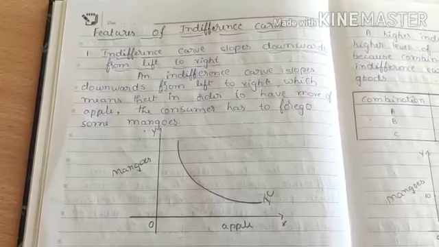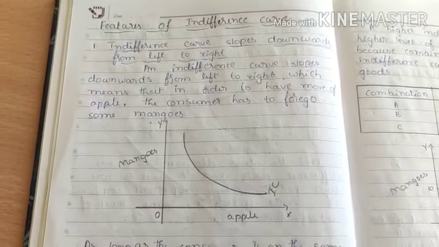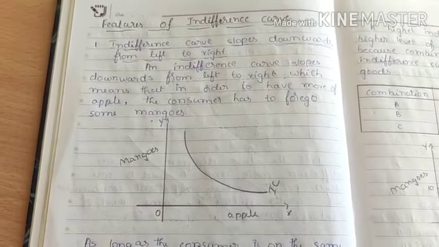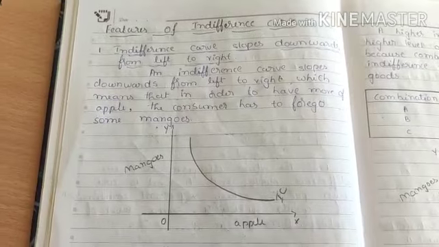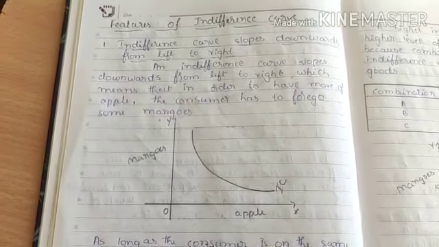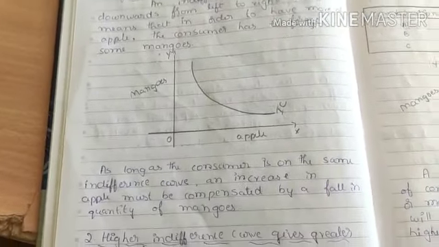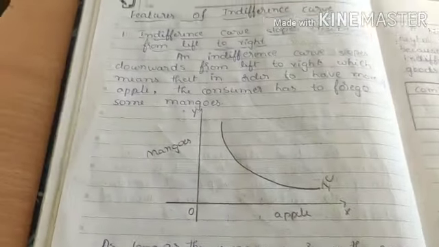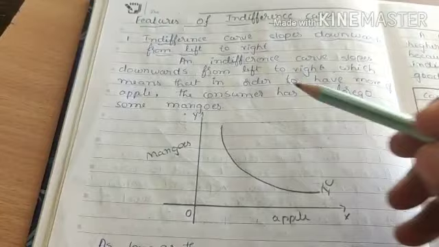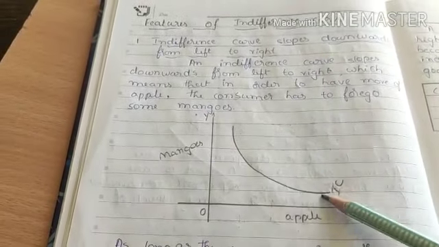The first feature you can see is that indifference curve slopes downwards from left to right. An indifference curve will always move from its left side towards the right side. Here you can see an indifference curve moves from left, this is your left, this is your right, always from left to right.